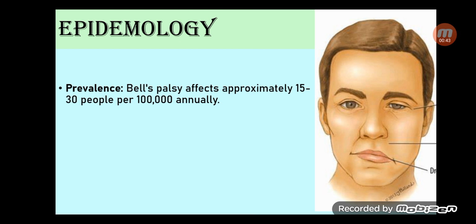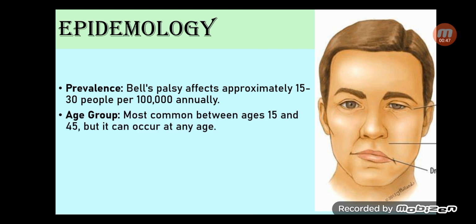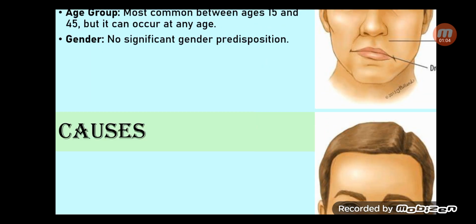Talking about prevalence, Bell's palsy affects approximately 15 to 30 people per 1 lakh annually. Talking about age group in epidemiology, Bell's palsy most commonly affects people between ages 15 and 45, but it can occur at any age. Talking about gender, there is no significant gender predisposition in Bell's palsy.